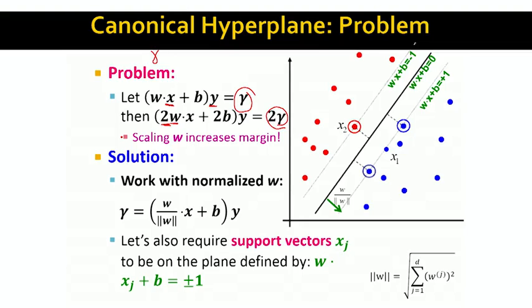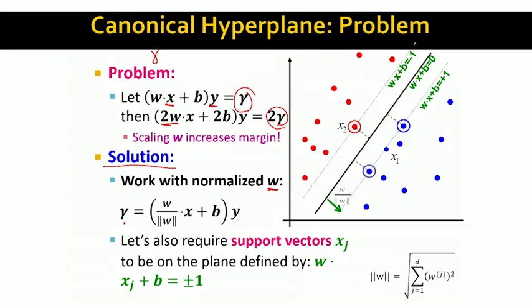This basically means that it is very hard to optimize this, because we can just make w as large as possible, and the margin will also get as large as possible. So we are not doing anything useful. The solution to this problem is that we need to work not with w, but with a normalized version of w, in the sense that we want to think of w as a vector that has length 1.